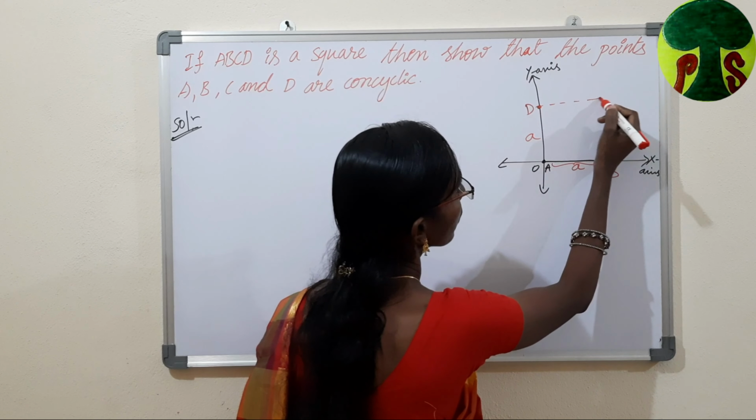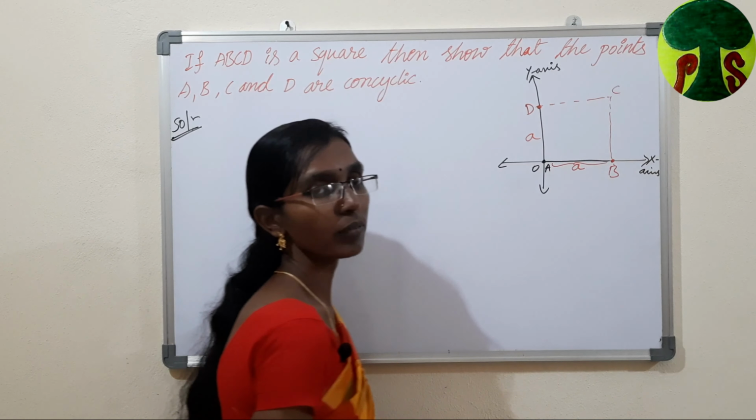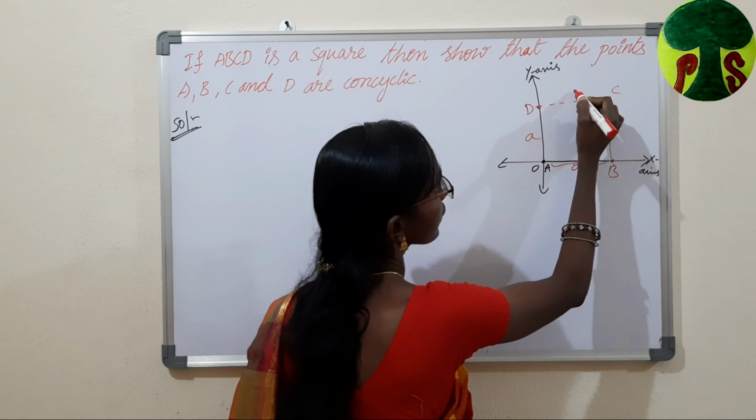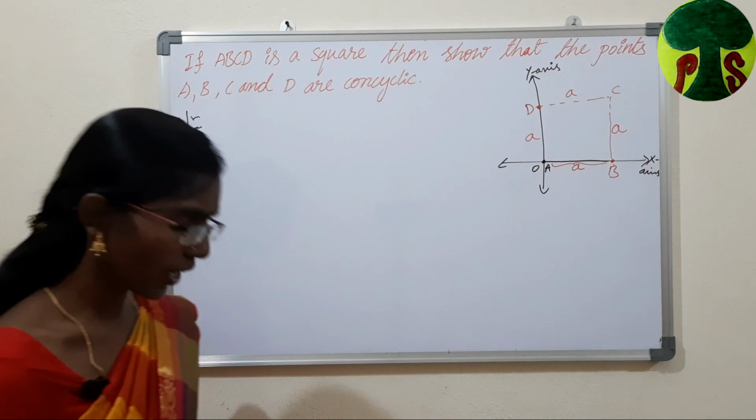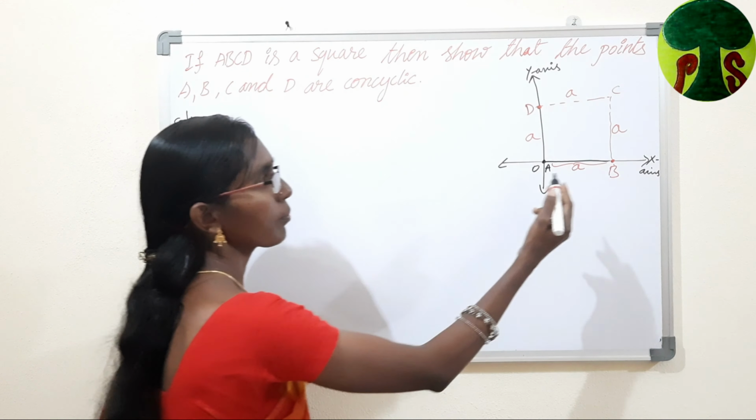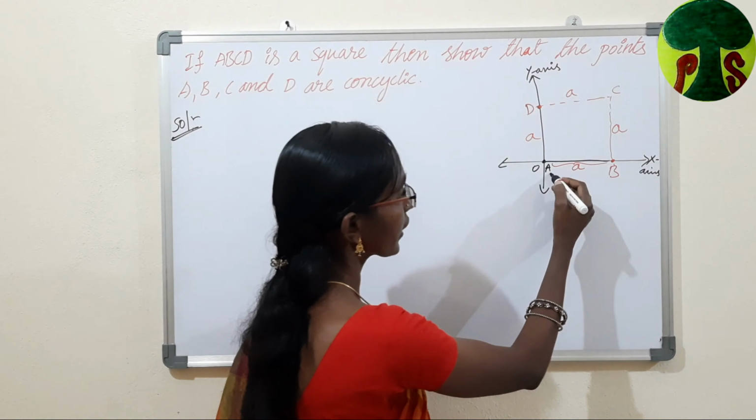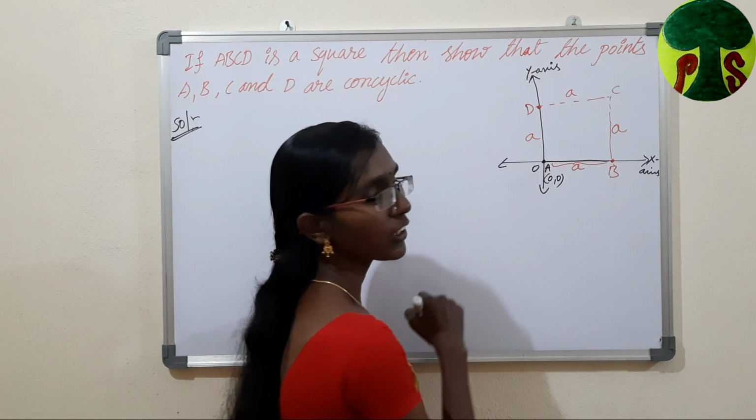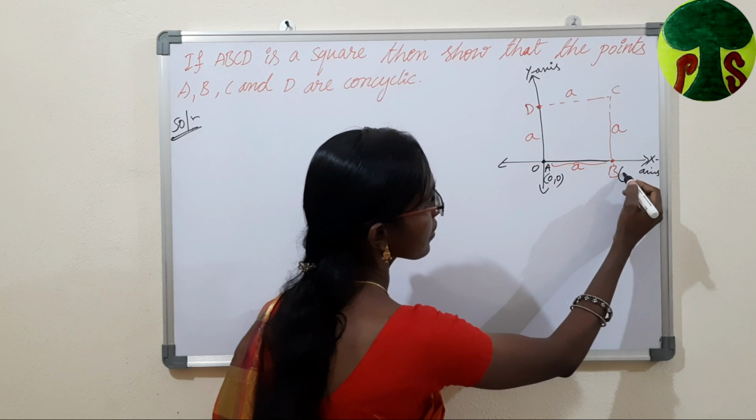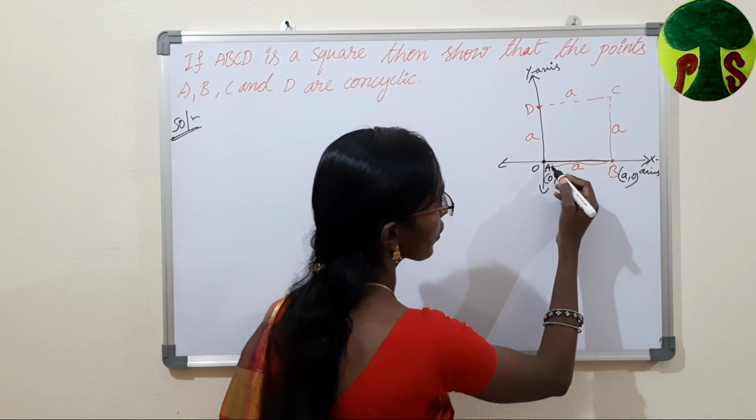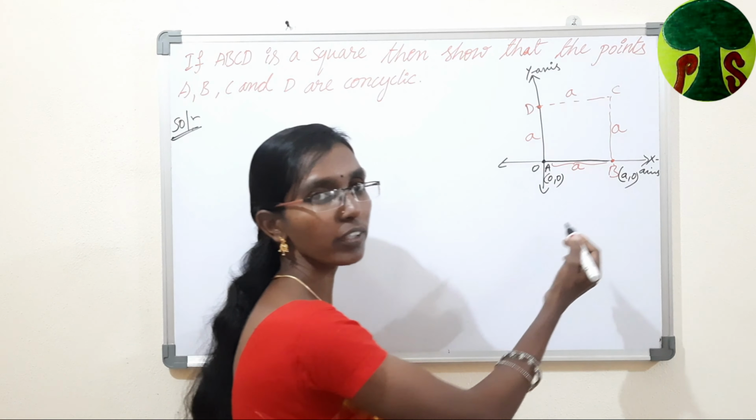So we have to mark point C and join CD and BC. The distance from C to D is also a. The distance from C to B is also a. Now we need to find the coordinates of points A, B, C and D. What are the coordinates of point A? The coordinates of point A are 0, 0 because it is the origin. And what are the coordinates of point B? The coordinates of point B are a, 0 because the distance from the origin to the point is a units and it is on the x-axis, which means the y coordinate is 0.